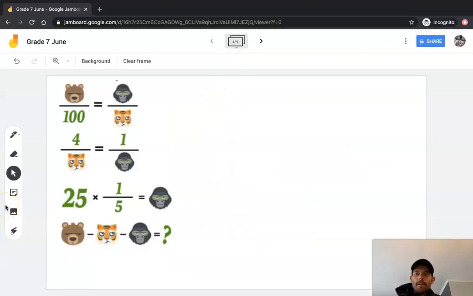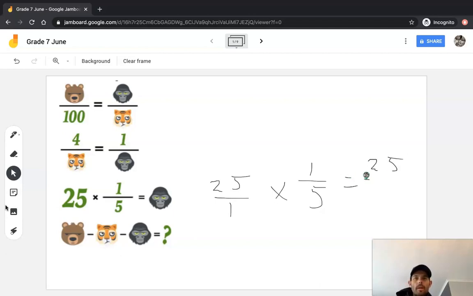Look at starting on the third line. I know that 25 multiplied by 1/5 is equal to 5. Now, how do I know that? Well, I know that 25 can be written as 25 over 1, and then I can multiply that by 1 over 5. And we know that when we multiply fractions, we multiply the numerators together: 25 times 1 is 25, and we multiply the denominators together: 1 times 5 is equal to 5. That means 25 divided by 5, and we know that is equal to 5. Okay, so let's put that answer in. That's equal to 5. Okay, so now I can just put 5 in where I need it to go.